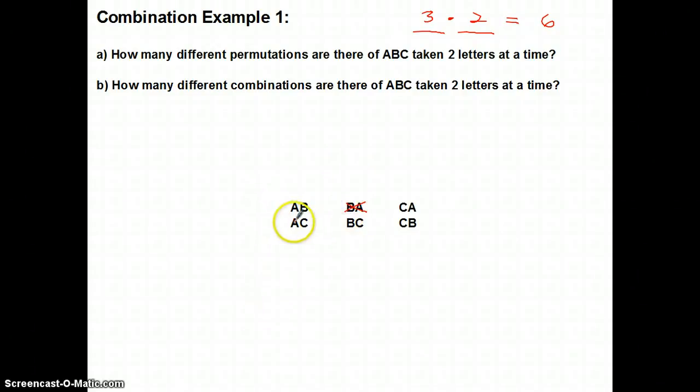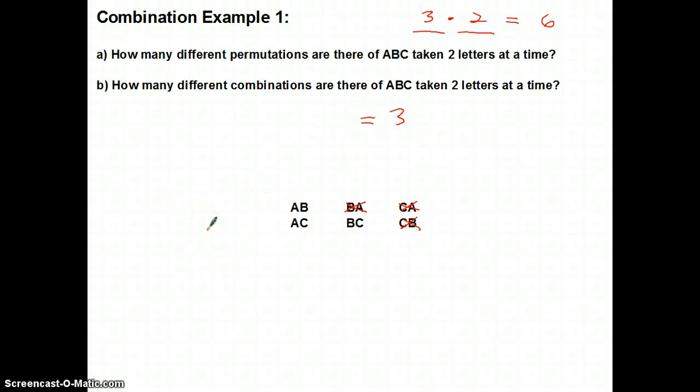Now we look at AC. AC and CA are the same thing. The ordering doesn't matter, so we're going to cross off that CA. BC and CB have the same letters. The order doesn't matter. So we've eliminated all the duplicates. And how many different combinations are there of ABC taken 2 letters at a time? We have a total of 3 different combinations of ABC taken 2 letters at a time.